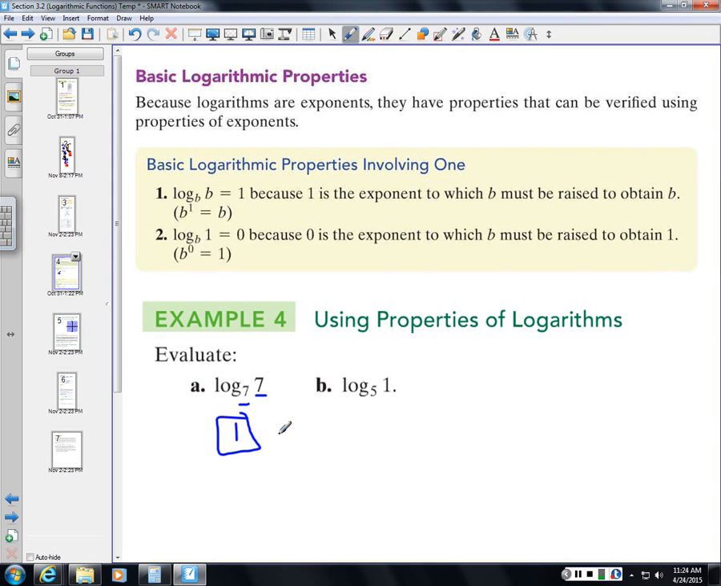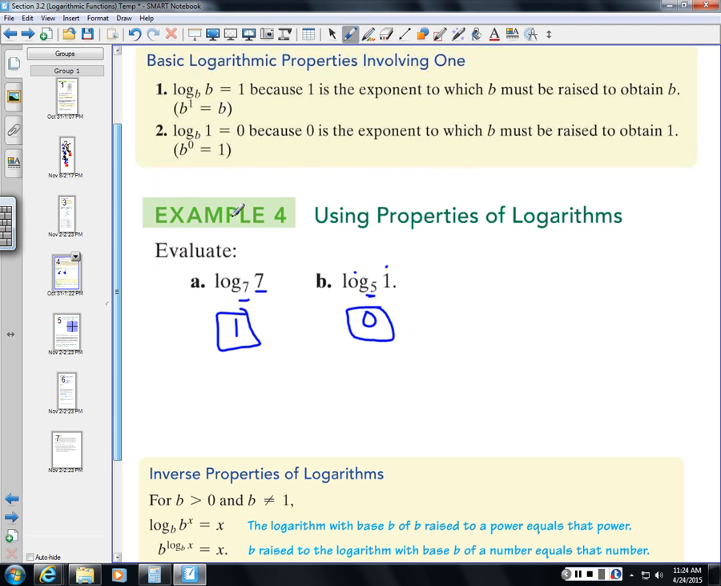The second property is log base b of 1 equals 0. And what this is saying is if you take the log of 1, no matter what that base is, if you take log base 2 of 1, log base 3 of 1, log base 4, 5, 6, 7, e, whatever the log is, if you're taking it of 1, it's always going to be equal to 0. So the example B down here, it's log base 5 of 1, but you're taking the log of 1, so the answer is going to be 0.